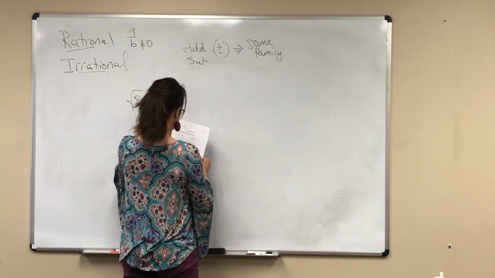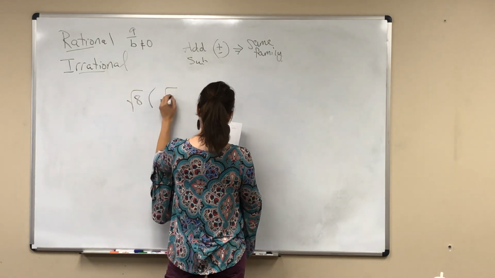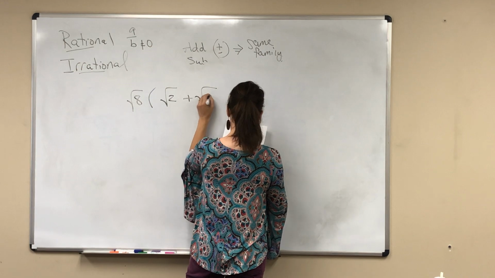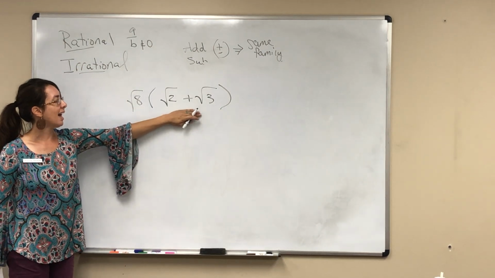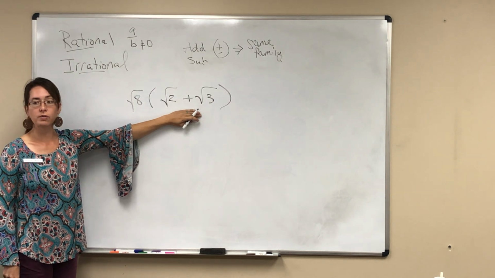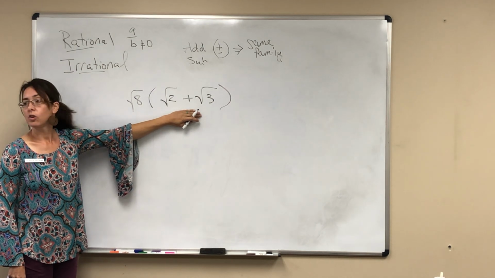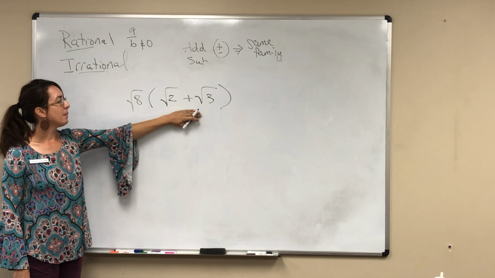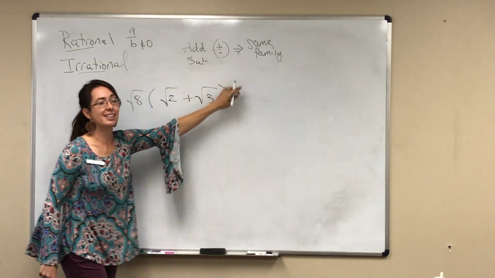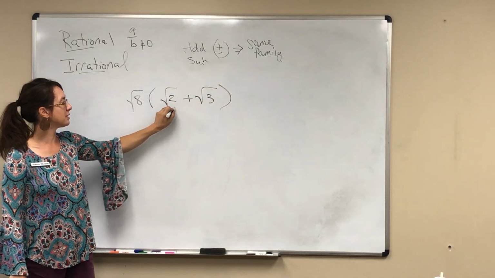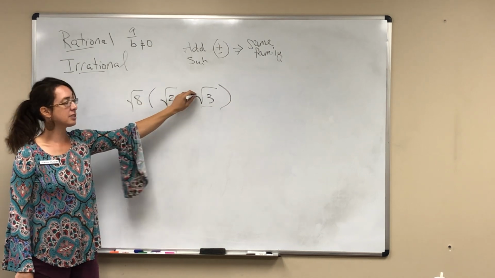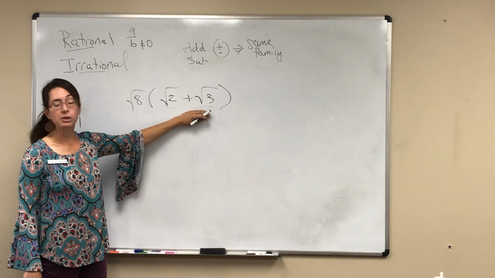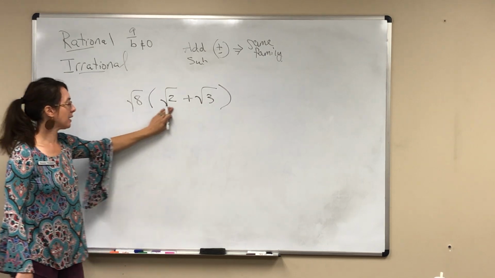root of 8 times the square root of 2 plus the square root of 3. Can I add square root of 2 and square root of 3? No. Because for addition and subtraction, the entire thing has to be the same family. Is this the same family? The indices are the same, but the radicand is not. Not the same family. Okay.